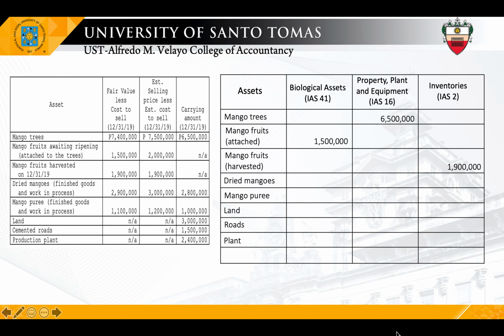So, these are already product after harvest. So, inventory, lower of cost and NRV. NRV is 3 million, carrying value is 2.8, we will use 2.8. Mango puree, NRV is 1,200,000, carrying amount is 1 million, we will use 1 million. Now, for the land, roads, and production plant, these are all PPE, so we will use the carrying amount. So land is 3 million, cemented roads 1,500,000, and production plant 2,400,000. Okay, so total for biological assets we have 1,500,000. For property, plant, and equipment we have 13,400,000, and for inventory we have 5,700,000.